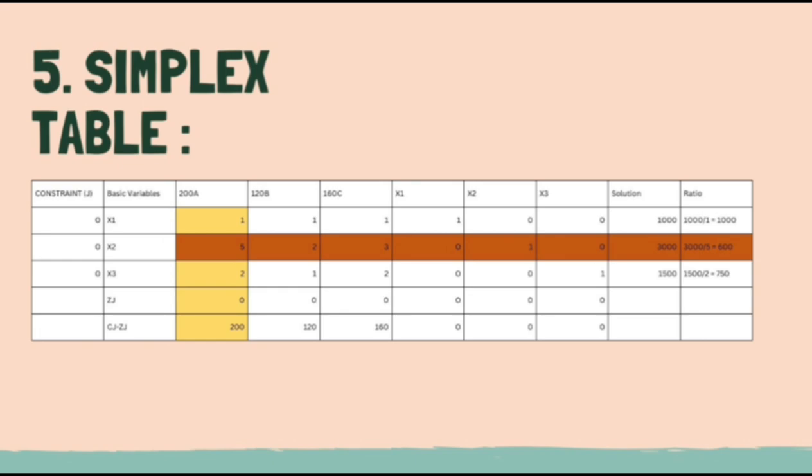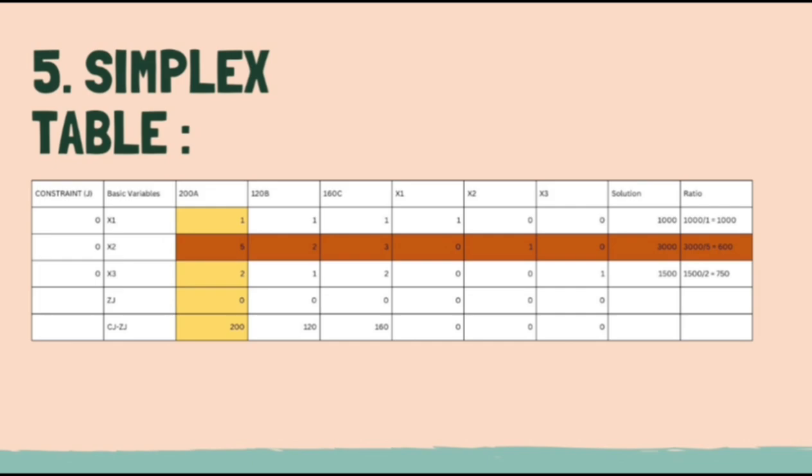So now, before we start our first iteration, we have to identify which one is the entering variable and which one is the leaving variable. As we look at the Cj minus Zj row, we can see that the most positive value is 200. So we know that the entering variable is A. Now let's identify which one is the leaving variable.